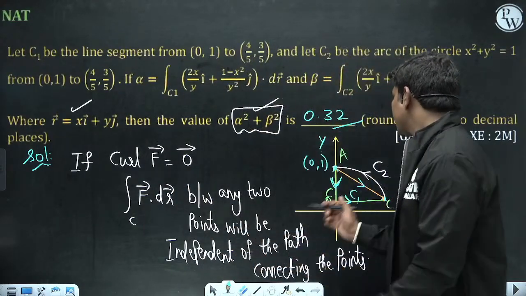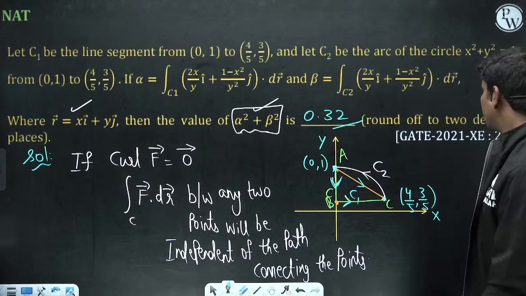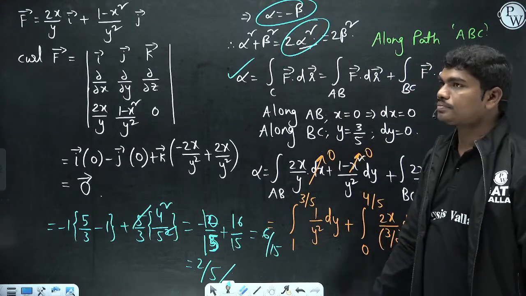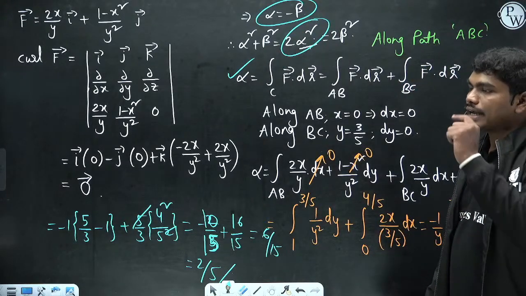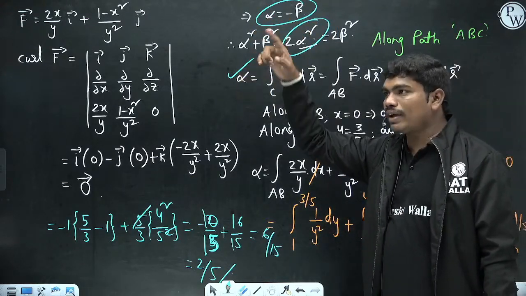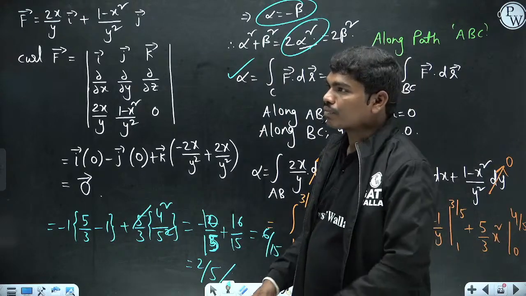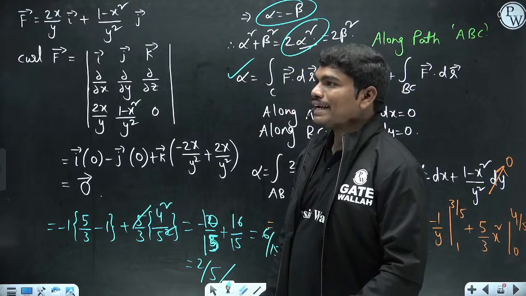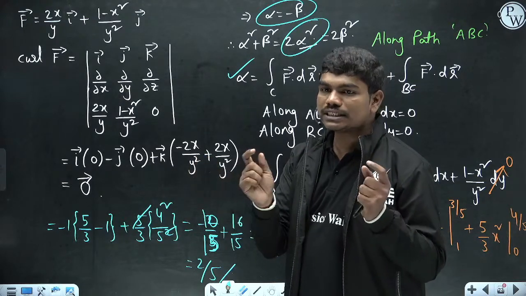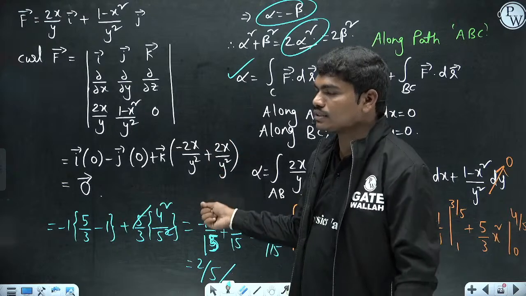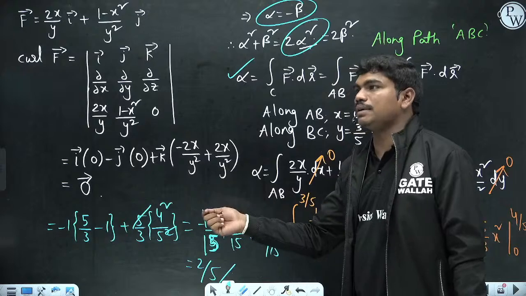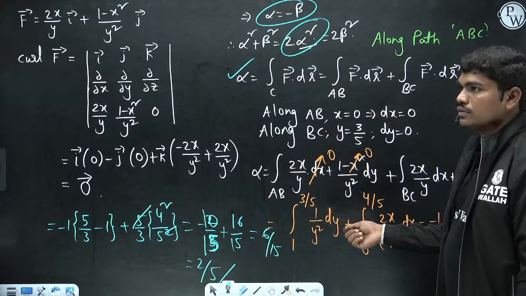So C2 curve, C2 is anticlockwise. That's why I have written minus beta. But since we need squares, the square values will be the same. Because the senses are different, I have taken this as minus beta. But since they have asked for square values, I have directly taken it. C2 is not needed, because alpha and beta values are almost the same. So I have generated one extra path to make the integration simple.